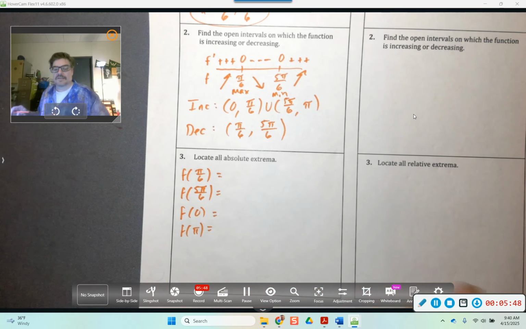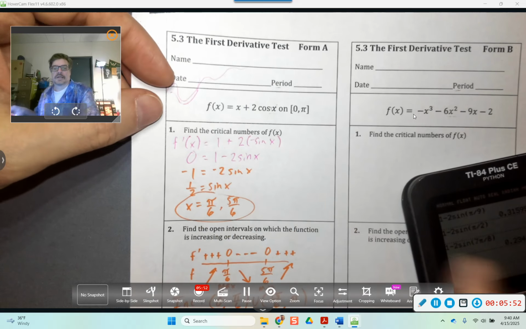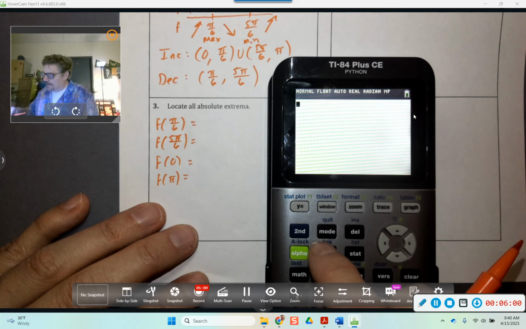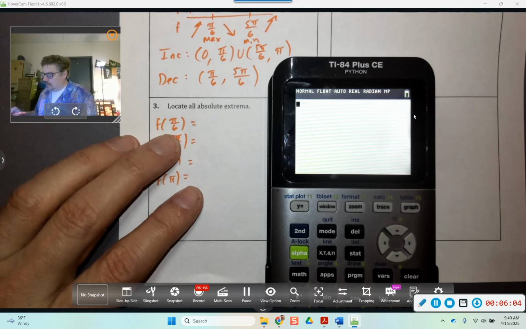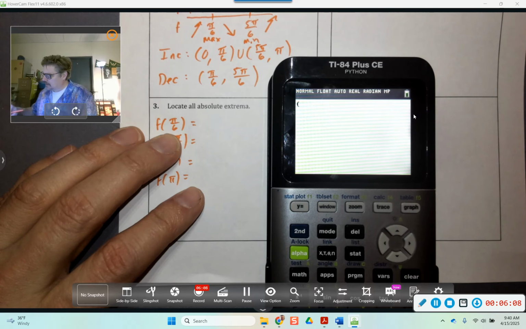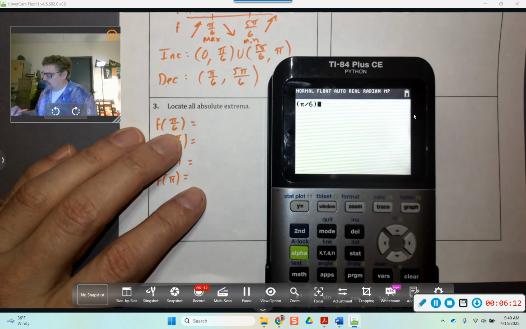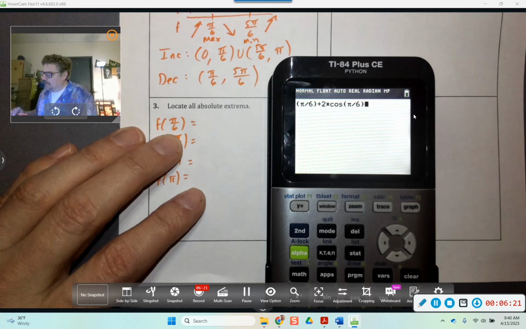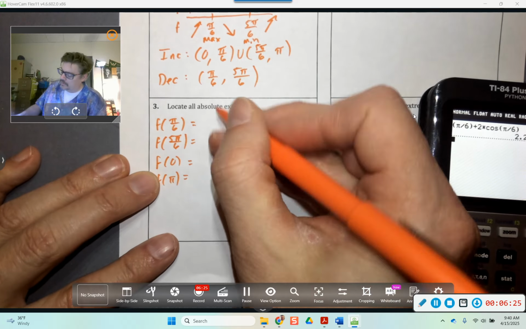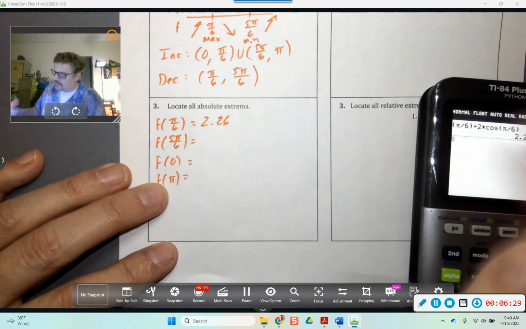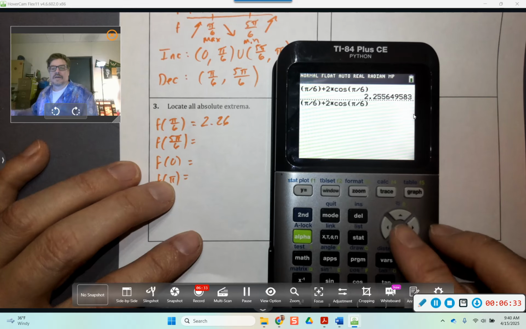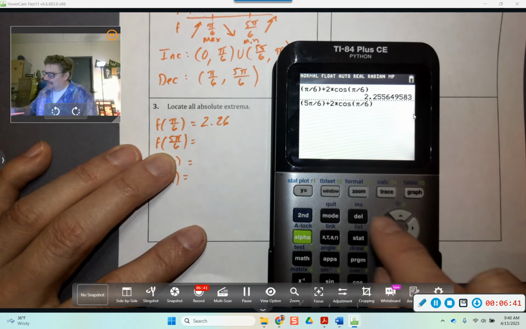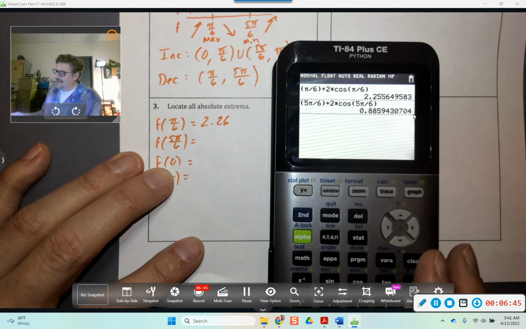All this is doing is just plugging it into the original function. So go all the way back to the very beginning, and I'm just going to type in x, put parentheses, pi over 6, plus 2 times cosine of pi over 6. Notice that x is in 2 different locations. We close it up and we get 2.26. Now we're going to change that to 5 pi over 6, put a 5 in front there, hit enter, and you get 0.89.